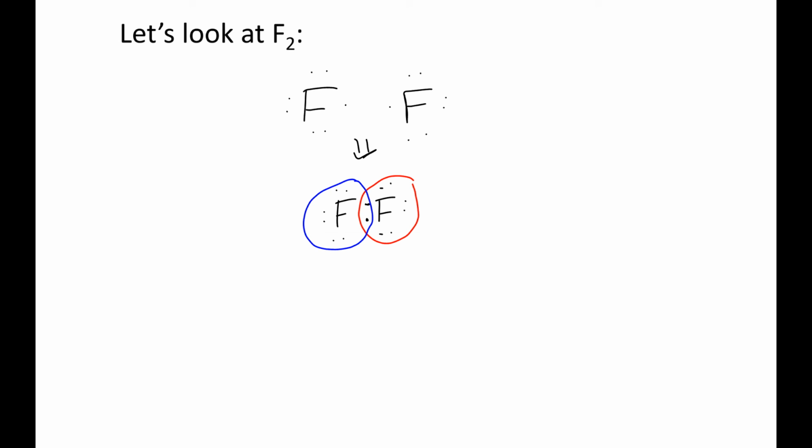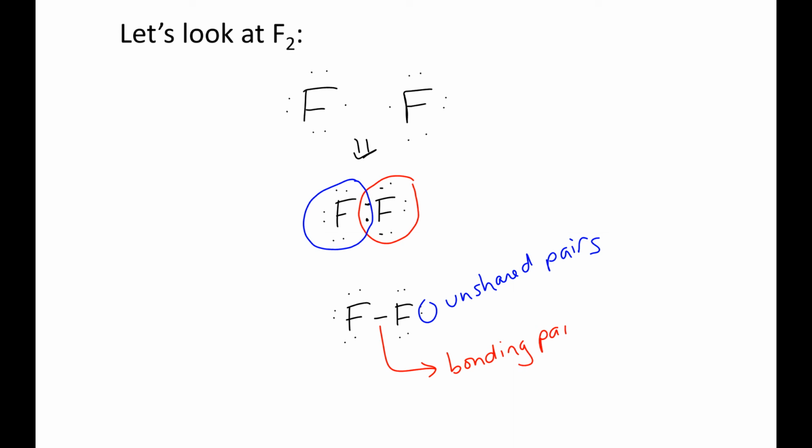Now we write it like this with a dash. Now the dash is the bonding pair. Okay, those 2 electrons in the middle of those 2 circles are called the bonding pair. And then you've got to write the unshared pairs. So these are unshared pairs. And these are the bonding pair. So bonding pair of electrons. So yeah, okay? Pretty easy so far, right?